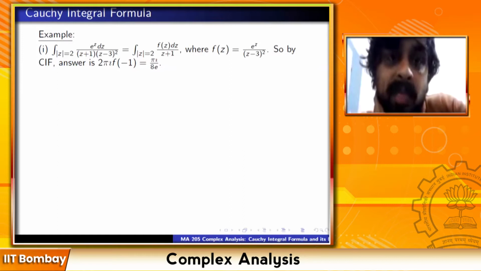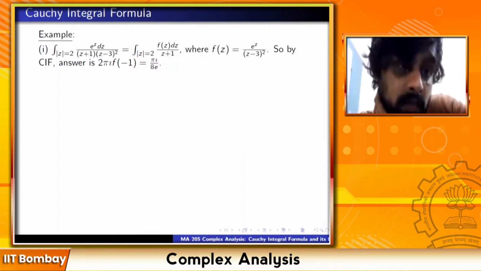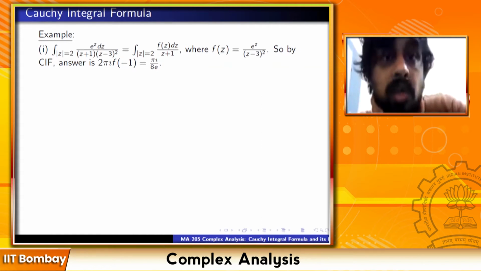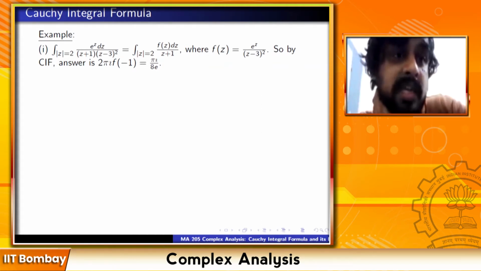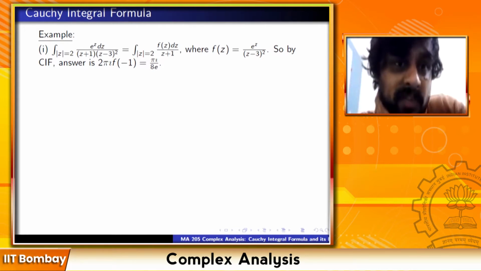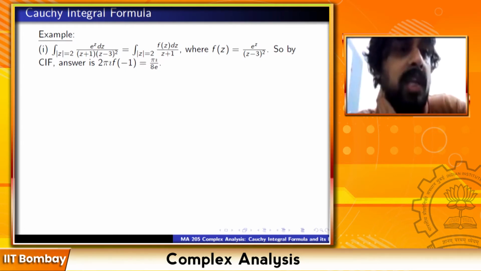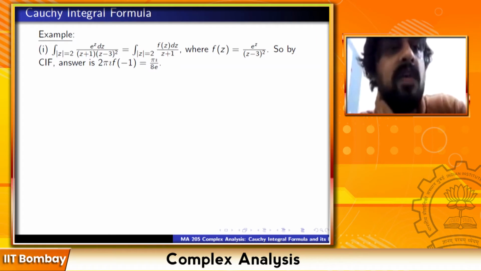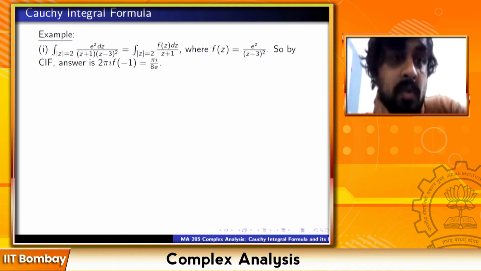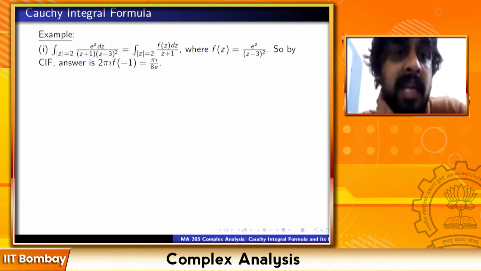The only problematic point for f(z) is z equal to 3. But z equal to 3 is outside the circle mod z equal to 2. So this function is holomorphic on and inside this contour mod z equal to 2. So I have a holomorphic function f(z). I'm dividing that by z plus 1 and integrating it along the contour. By Cauchy integral formula, it is 2 pi i times the value of the function at minus 1, because we write this as f(z) upon z minus (minus 1). So it's f of minus 1. So you just compute that; this is pi i by 8e.